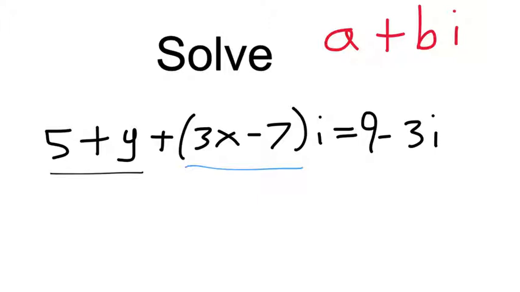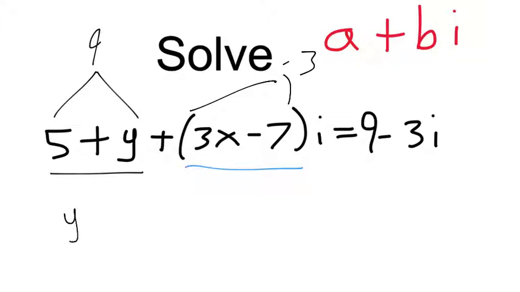So essentially we need the real parts to be 9, because that's what they all equal over on this side. And we need these imaginary pieces to equal negative 3. So we need this parentheses to make negative 3. In order to make the real part work, y would be 4. That would make the real part be 9 when you add those up.